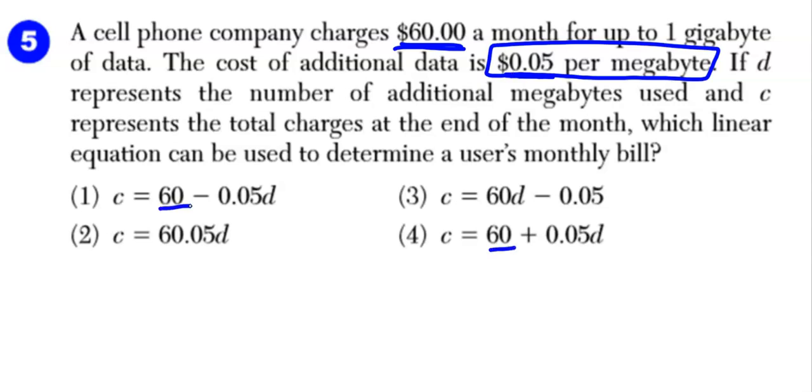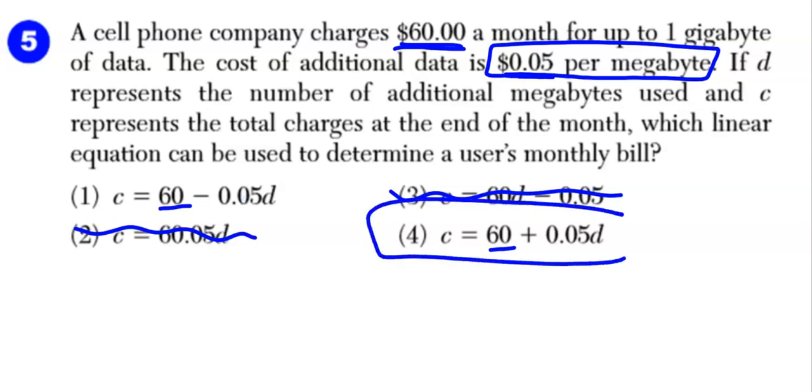That's happening here. So this is out, and this is out, and we need 5 cents as the coefficient, which these both have. And it sounds like you're going to pay both of these fees. So that means that we need to pay attention to this operation. And because you're going to pay $60 plus 5 cents per megabyte, that makes option 4 the correct choice.